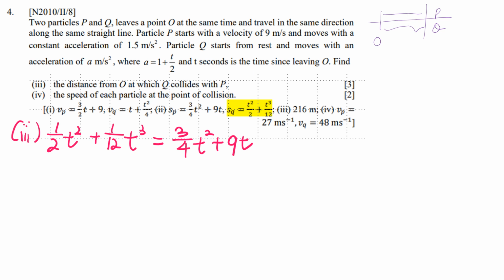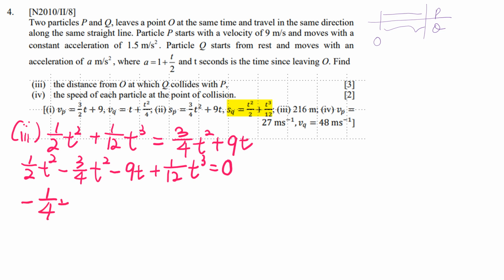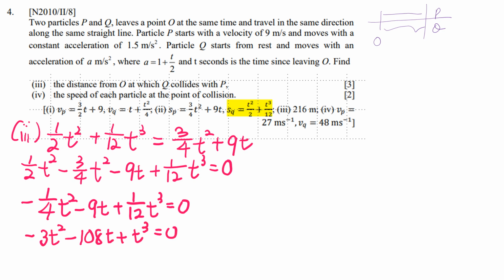From there, you simplify it, bring everything to the left hand side, and half t squared minus 3/4 t squared will give you negative 1/4 t squared. This is a simple algebraic manipulation. I expect that you should be able to manage it. You see that we have a common factor t, so we can take it out. I prefer to make it all non-fraction, so we multiply by 12 throughout, and you get negative 3t squared minus 108t plus t cubed. Factorize t out, and then you can still factorize t squared minus 3t minus 108.